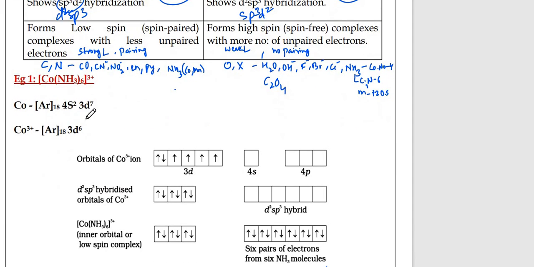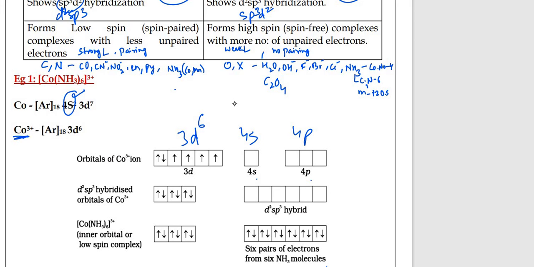Now let's start. Let's take an example. Suppose we get a compound like [Co(NH3)6]3+. First we'll write the electronic configuration of cobalt. Cobalt is [Ar] 4s2 3d7. Now it is not cobalt, it is Co3+. So we'll remove 3 electrons, 2 from s and 1 from d. So it will become 3d6, with 4s and 4p empty.